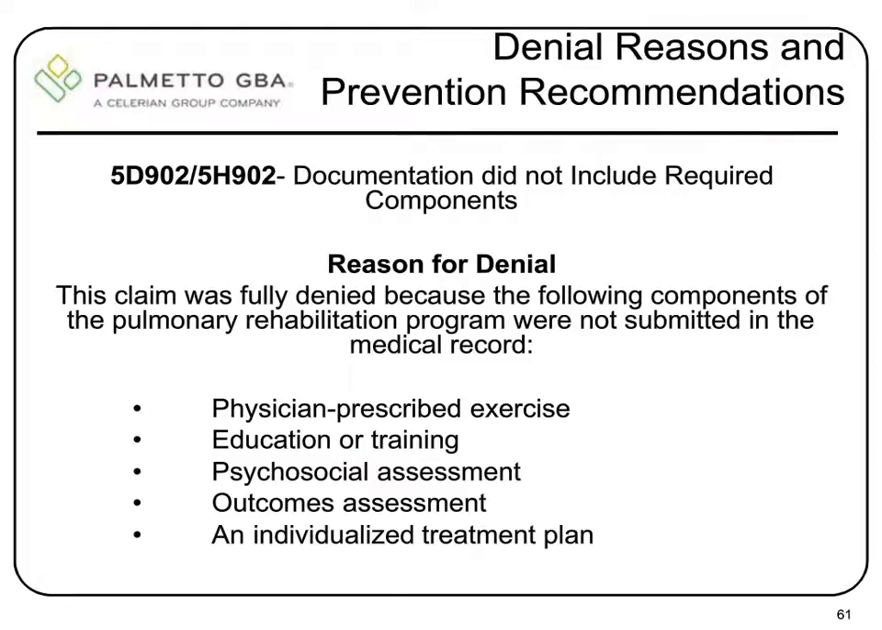Denial reasons and prevention recommendations. For reason code 5D902 or 5H902, documentation did not include required components. Reason for the denial: this claim was fully denied because the following components of the pulmonary rehab program were not submitted in the medical record. Physician prescribed exercise, education or training, psychosocial assessment, outcomes assessment, and individualized treatment plan.